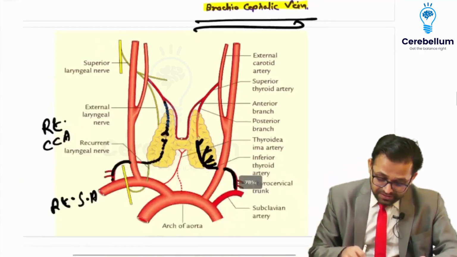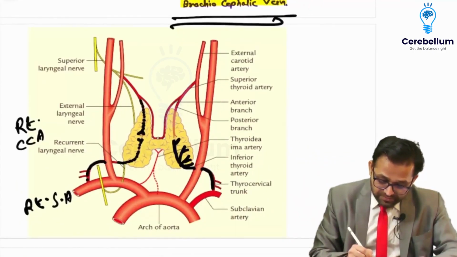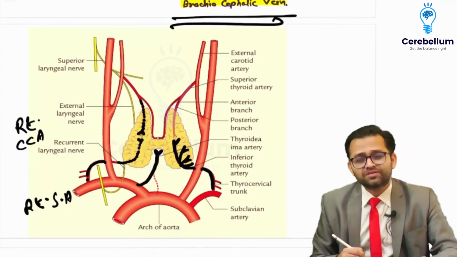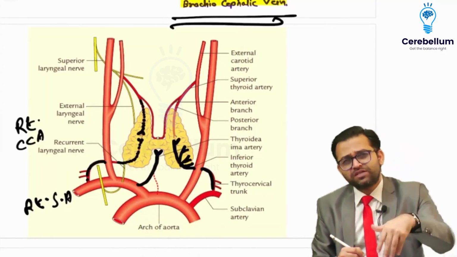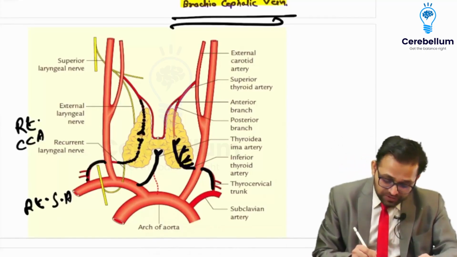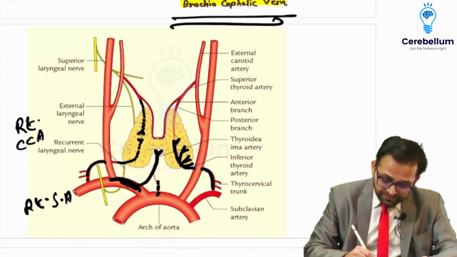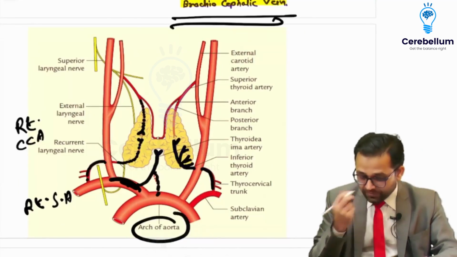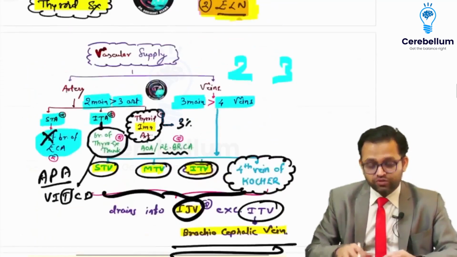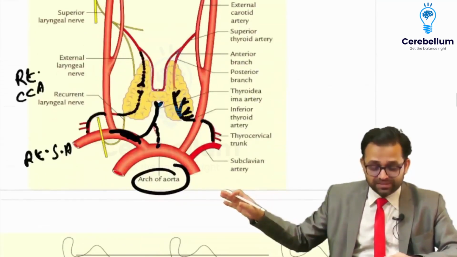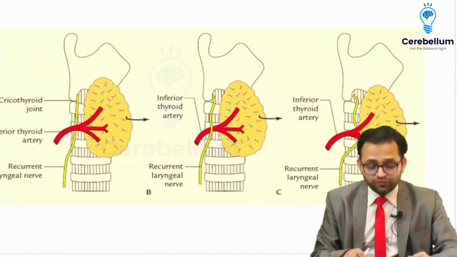Now see, sometimes there is the presence of the thyroid ima artery. Few authors are saying 30%. Yes, it is the branch from the right brachiocephalic, or sometimes directly it is arising from the arch of aorta. Okay, sir. I told you the notes, I told you the diagrammatic presentation. Yes, remember a few surgical points.